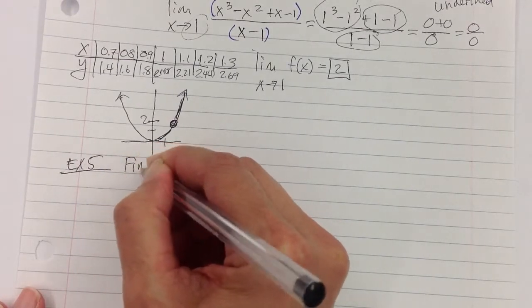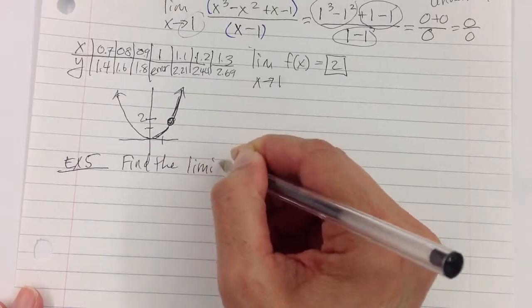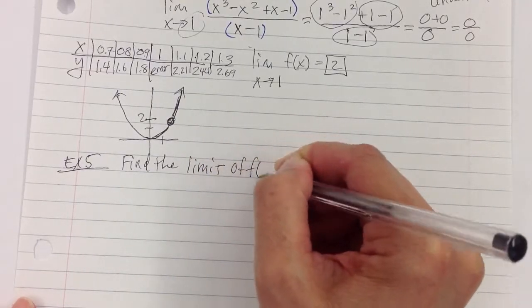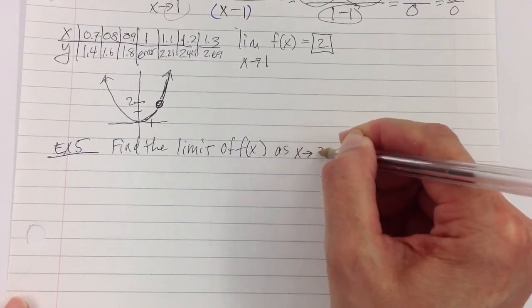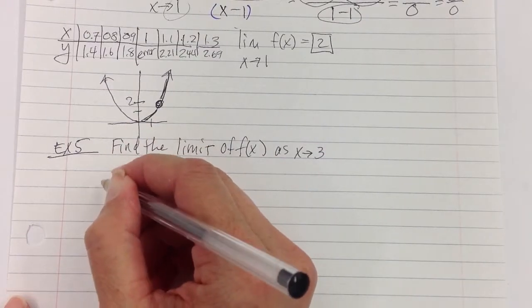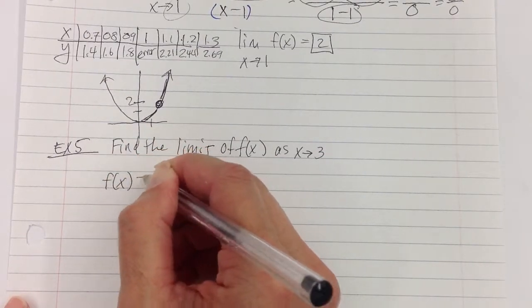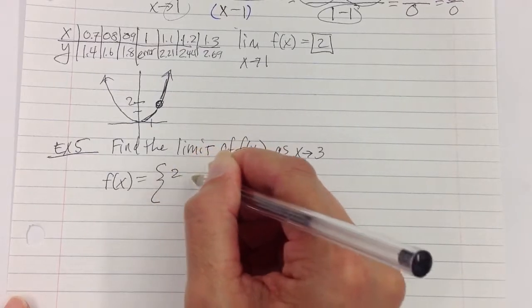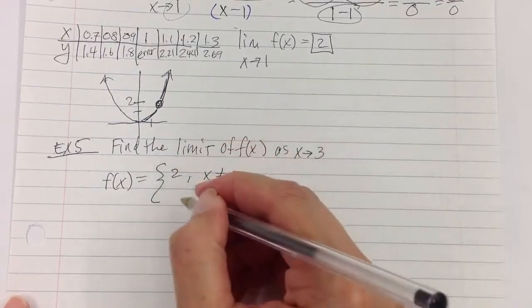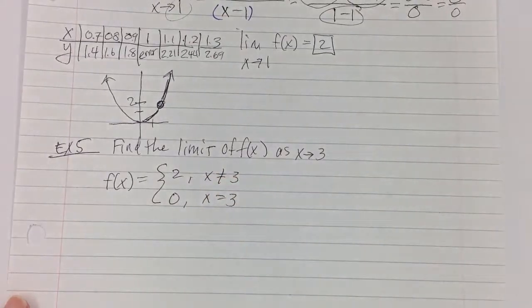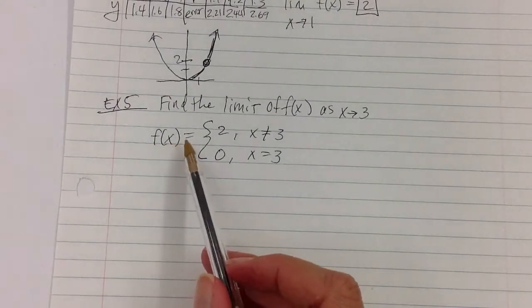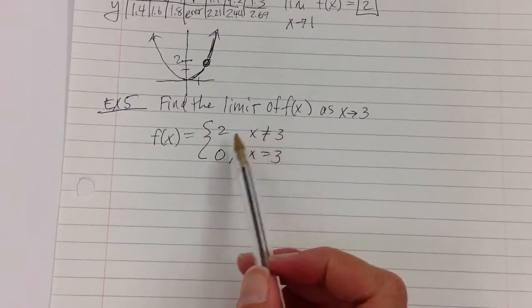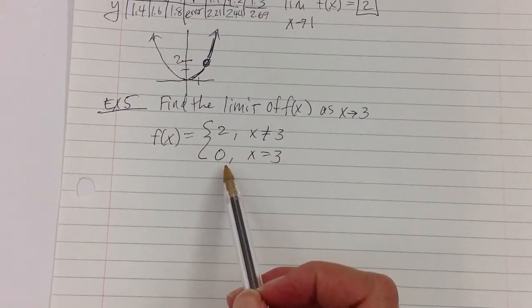It says find the limit of f of x as x approaches 3. And this is our function f of x. f of x is equal to two things, not just one thing. It's equal to 2 when x is not equal to 3, and it's equal to 0 when x is equal to 3. This reminds me of coding, where you could say if the user answers yes, make it equal to 2, and if the user answers no, then make it equal to 0.